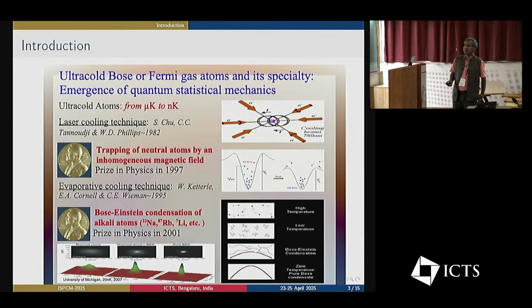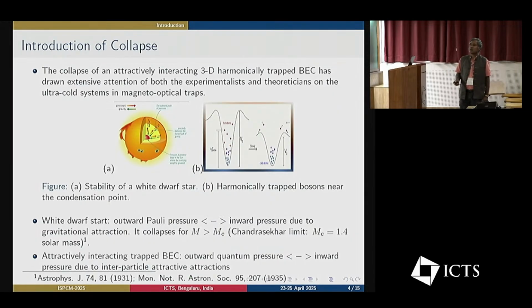My system of interest is a Bose-Einstein condensate. Bose-Einstein condensate was observed for alkaline atoms in a magneto-optical trap at ultra-cold situations in 1995. The collapse of an attractively interacting 3D harmonically trapped Bose-Einstein condensate has some similarity with the gravitational collapse of the white dwarf star.